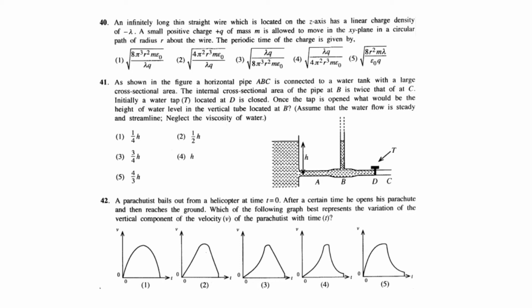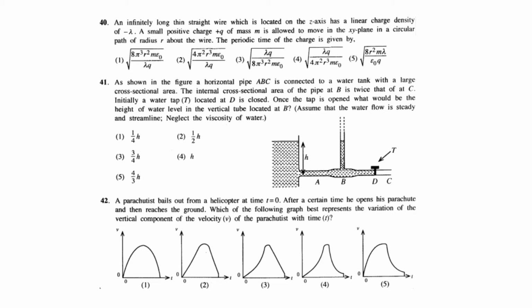Then what will happen when the parachute is opened? When the parachute is opened, his velocity drops down very quickly. And then he slows down and finally he will come down with a terminal velocity. So when you compare the answers 1 and 5, the 5 is the answer. Answer is 5.